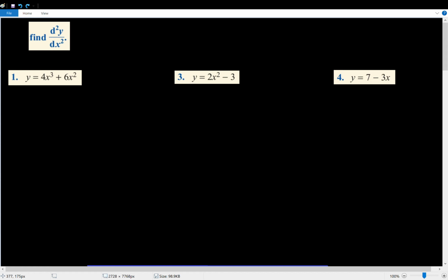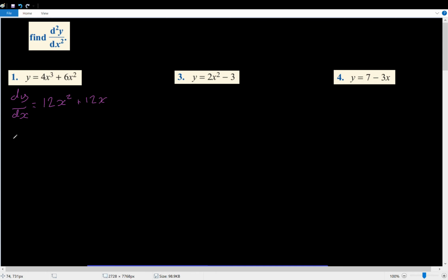So in question 1, we're given y is equal to 4x cubed plus 6x squared. So first of all, we're going to find dy dx. And that's going to be equal to 12x squared plus 12x. And that's because in order to differentiate each term, we multiply the power by the coefficient, and then we reduce the power on x by 1. So 3 by 4 is 12, and we reduce 3 down, and we get 2. And for the second one, it's 2 times 6, which is 12, and we reduce the power down to 1. But anything to the power of 1 is just itself. We didn't need to write in our power of 1.